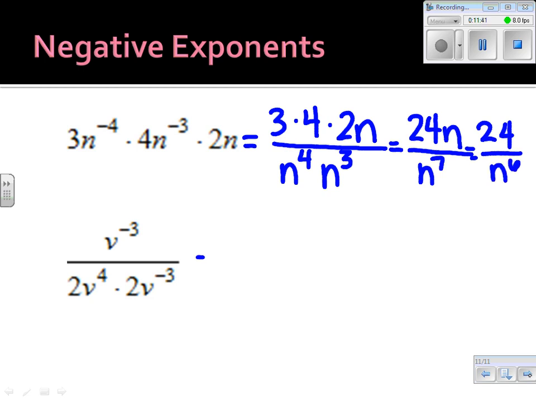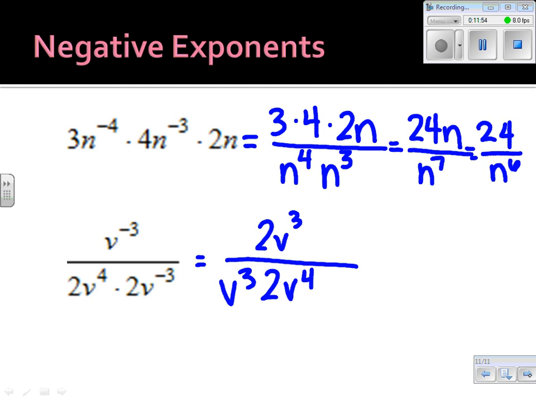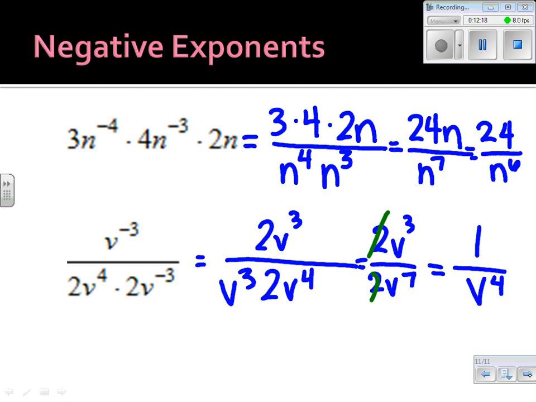In our final example, v to the negative 3 power would go to the denominator. 2v to the 4th would stay in the denominator, and 2v to the 3rd would move to the numerator. If we were to simplify this out, we would get 2v to the 3rd in the numerator and 2v to the 7th in the denominator. When we simplify this, we can cancel out 2 and 2 and subtract 3 from 7, and our answer would be 1 over v to the 4th power.